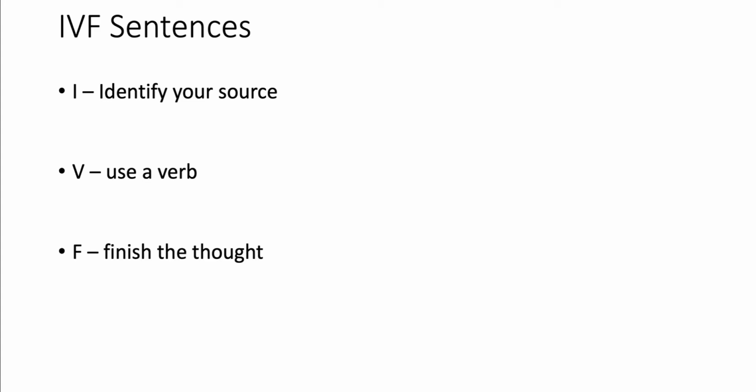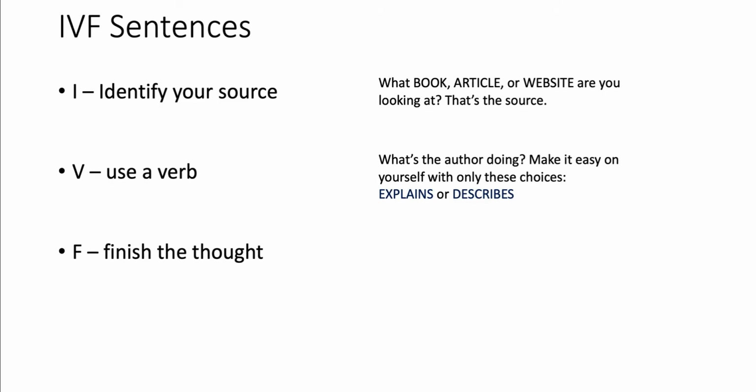Identify the source means what was the book or article or website that you used. Usually, you can identify the source just by using the author's name. The second part, verb, is about what the author is doing. Now, authors can do all sorts of things, but most of the time they're explaining or describing something. So while you're just learning how to do this, make it easy on yourself by choosing explains or describes as your verb. Lastly, finish the thought. What are they explaining? Or what are they describing?